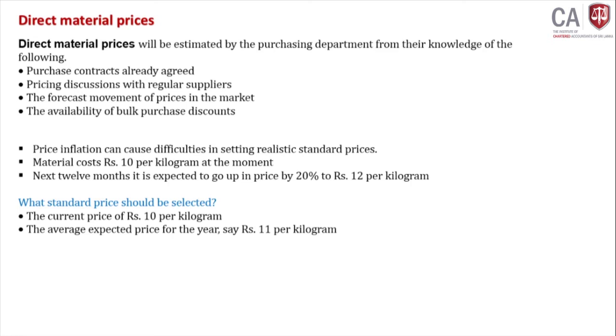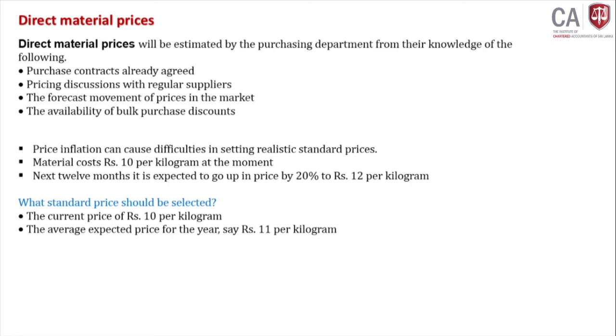Next 12 months it can grow up by 20%, which means next year it will be 12 rupees per kilogram. But because of the inflation it will be 120 rupees, let's say increased by 20%. So then it is difficult for us to compare and set up the standard. So what standard price should be selected?